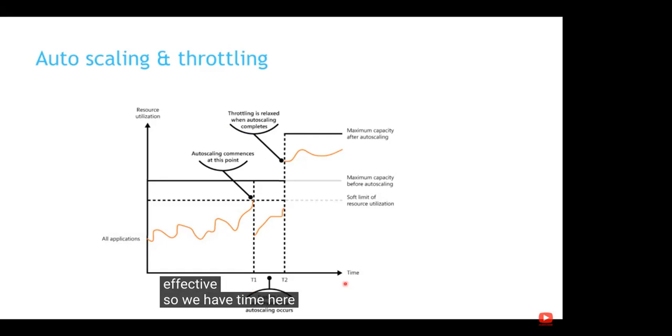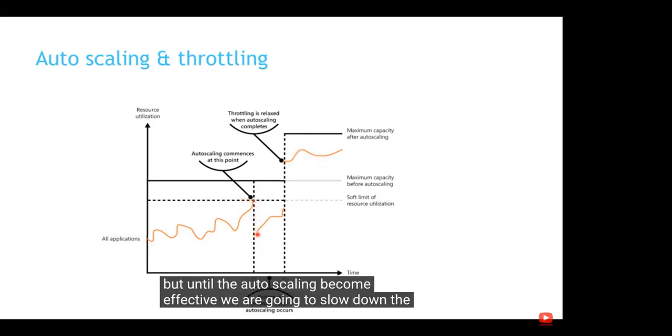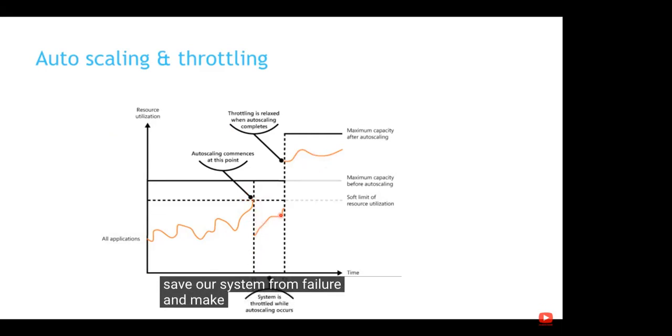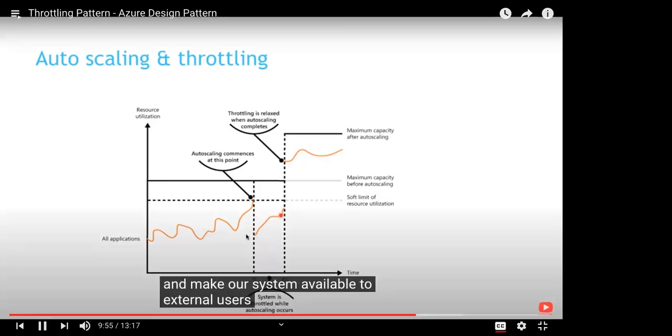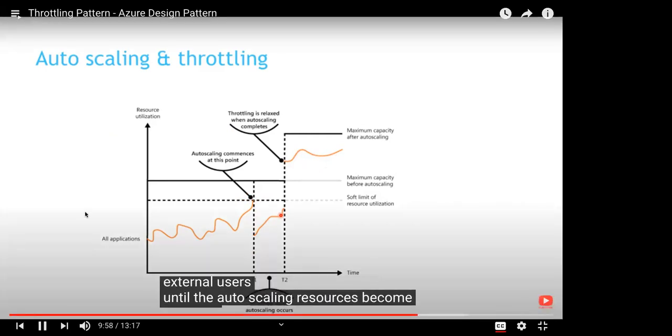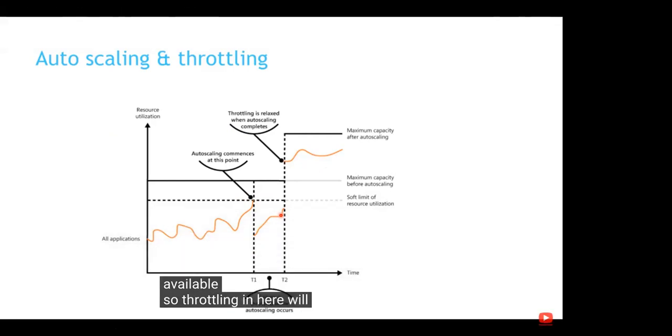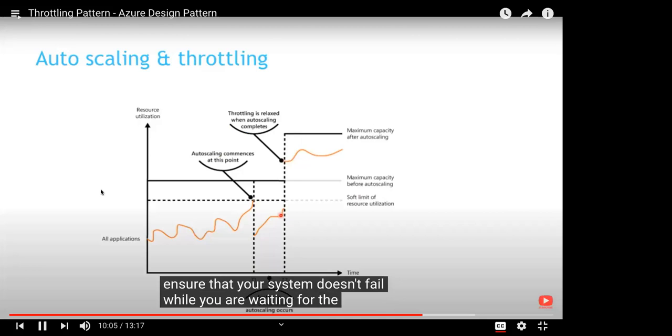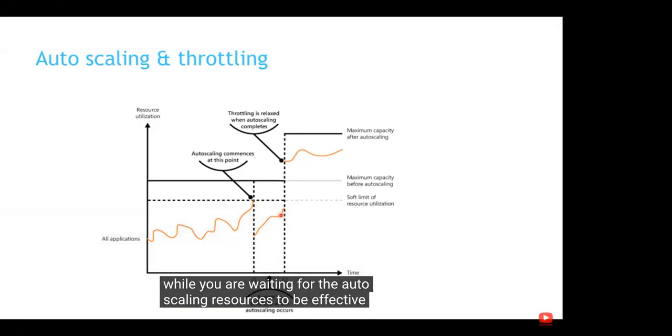So we have time here and we have resource utilization. At T1, we have hit the throttling limit and we have started the auto-scaling for our services. But until the auto-scaling becomes effective, we are going to slow down the execution on these resources to try to save our system from failure and keep our system available to external users until the auto-scaling resources become available. So throttling here will help you ensure that your system doesn't fail while you are waiting for the auto-scaling resources to be effective.